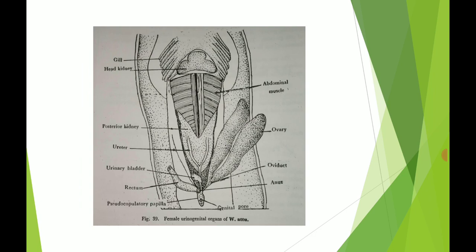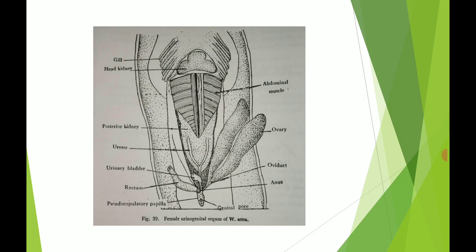We know that the kidney has a head kidney as well as a posterior kidney. Up to the head kidney, the posterior kidney is present, and above the posterior kidney the abdominal muscles are present. The ovaries are formed in paired form, the long elongated portions. Below the ovaries there is a single oviduct.